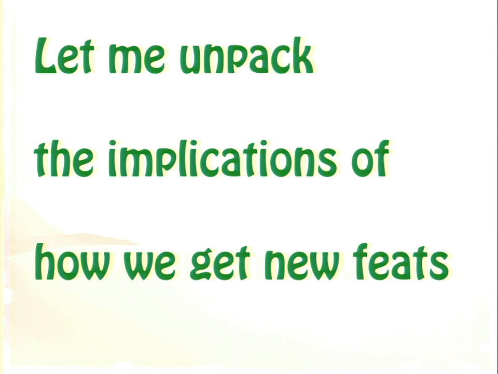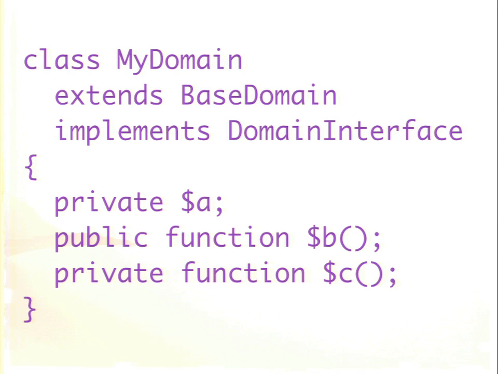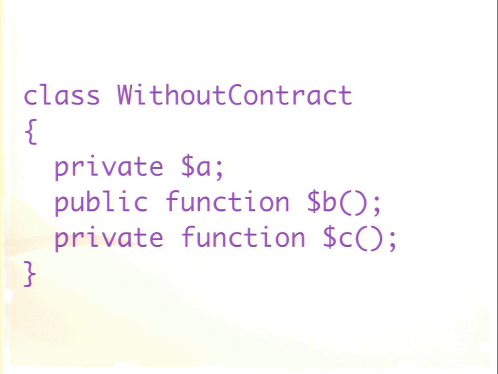So let's unpack the implications of extending classes that don't have a clear interface, and also the rules that Symfony or other packages create for us so that we can keep backwards compatibility. So there's a class which is extending a base domain, and it's implementing a domain's interface. So it's got some methods and stuff. So let's look at a simpler example. Some class without extending and implementing has no contract. It can change anytime maybe.